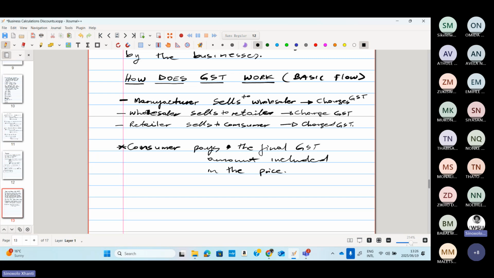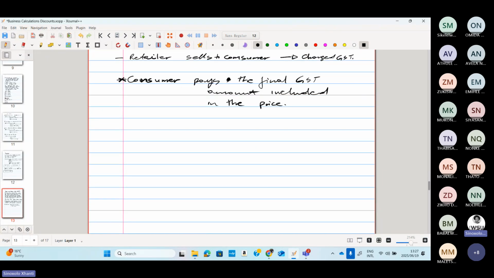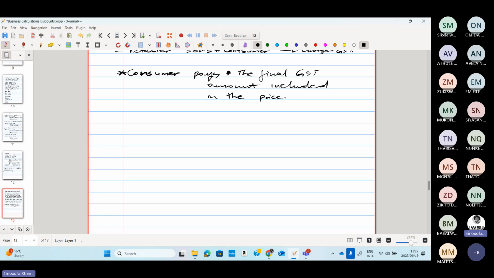That is why we also have something called input tax credit. It is the amount that you claim back because you have already paid when you were buying from that person. Businesses use this a lot. I'm going to give you a nice example so you can wrap your head around how this actually works if we have so many people doing this.